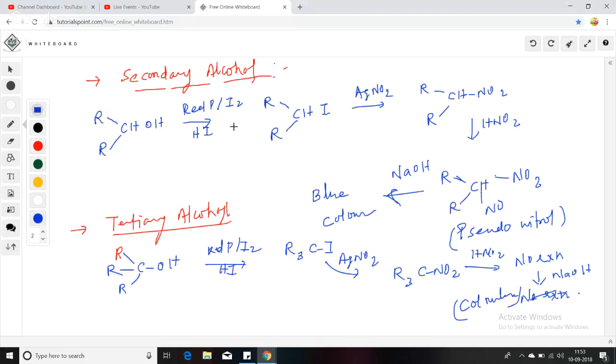Okay, so all these reactions are important. Color, finally, we have to keep in mind: what color we are getting in case of different types of alcohol. They ask this Victor Meyer test many times in the exams. Out of the 4 tests that we have done today, Victor Meyer test is the most important one.